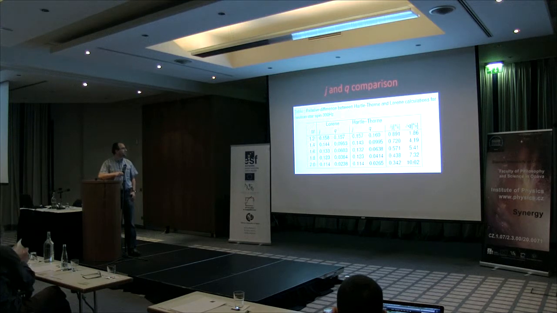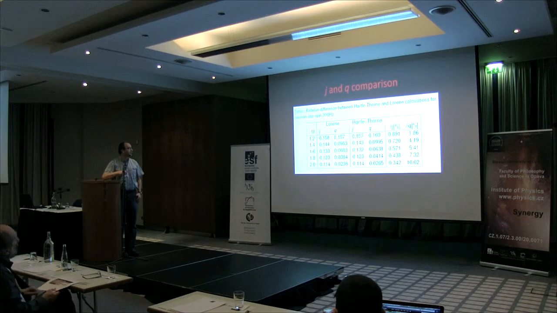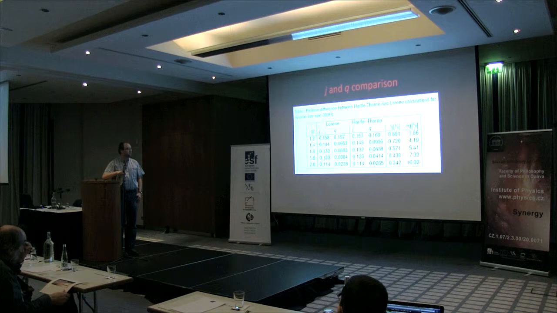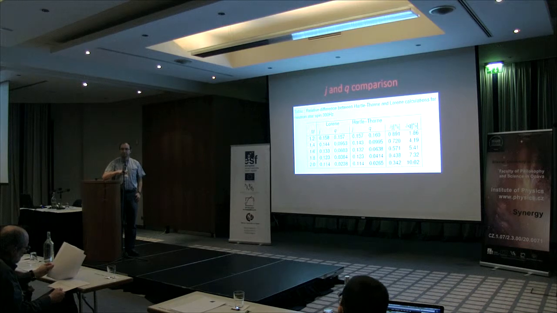We can see the results here, calculated for a star rotating at 300 Hz. The difference in angular momentum between RNS and Hartle-Thorne is less than 1%. In the quadrupole moment, the difference is much bigger, and it depends on the mass of the star, being much bigger when the star is more massive. But this difference is mainly dominated by different definitions of the quadrupole moment, so this is not something which is against the Hartle-Thorne approximation. It originates in the different definitions.